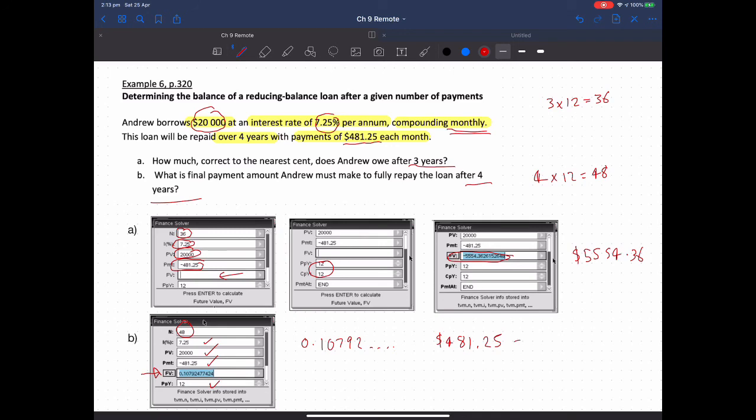So if we take 11 cents off of that, we would get $481.14. If we were asked the question to give a final payment and it became a negative number, then his final payment would be whatever his final payment is plus whatever the negative amount was.